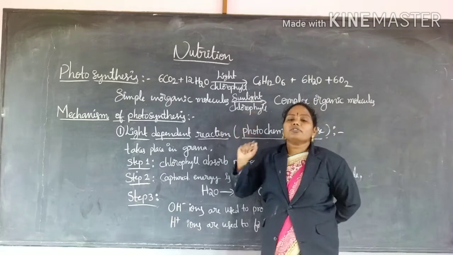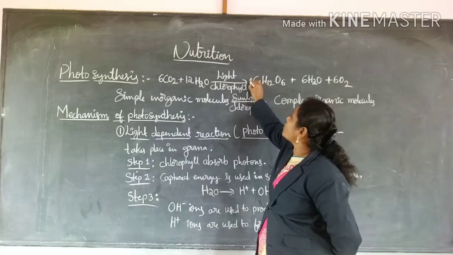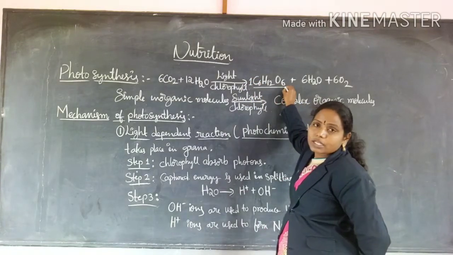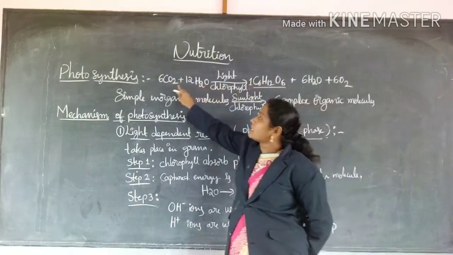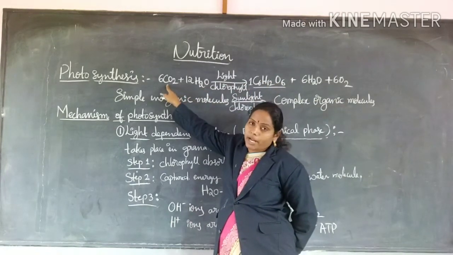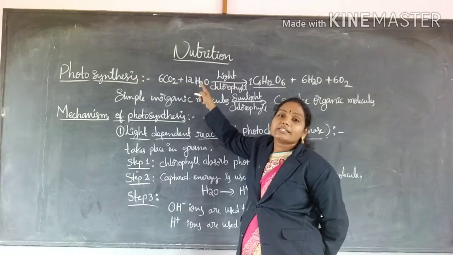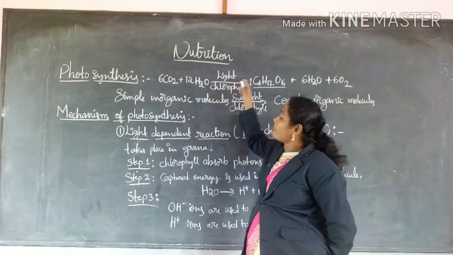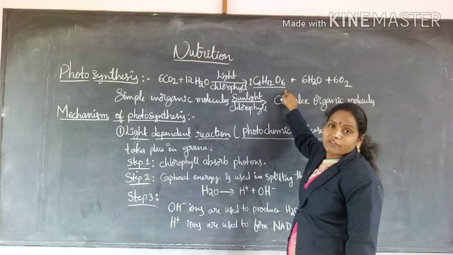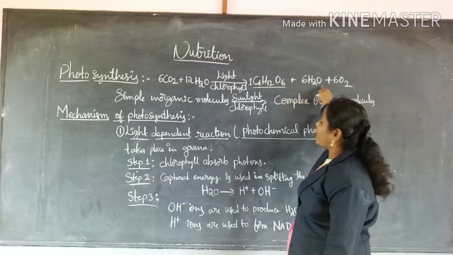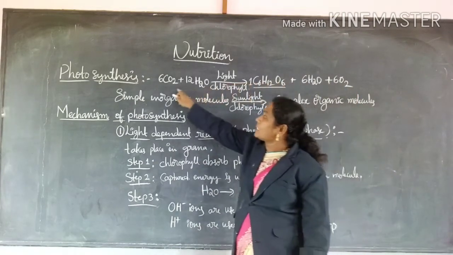What is the meaning of this photosynthesis equation? It means that to form one molecule of glucose, 6 molecules of carbon dioxide and 12 molecules of water are necessary. The product is glucose. What are the by-products here? Water and oxygen.